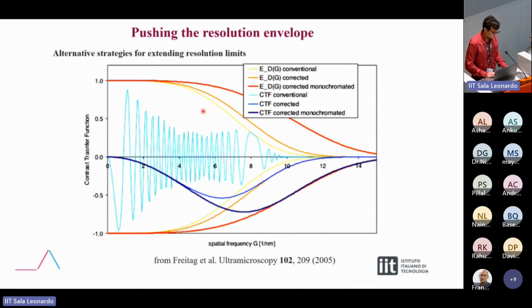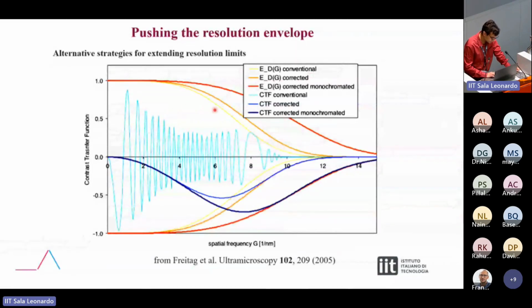This is the phase contrast transfer function. Ultimately it's going to damp. It's going to bring all the information down at the end. So one way to enhance the resolution is to push the envelope function as far as you can. The more you go to the right, the more you increase your resolution.